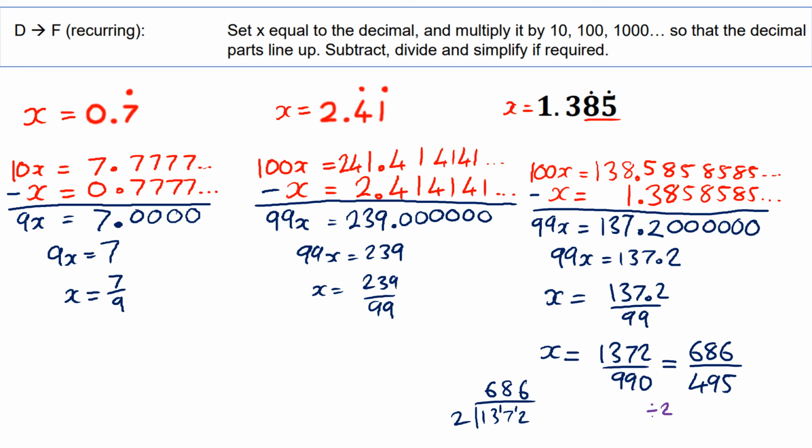It doesn't divide by 3 on the top. It doesn't divide by 5 on the top either. I think that's probably as good as we can do. So yeah, let's just double check that though. If we go on the calculator, 686 over 495, yeah, nothing more simplifying.